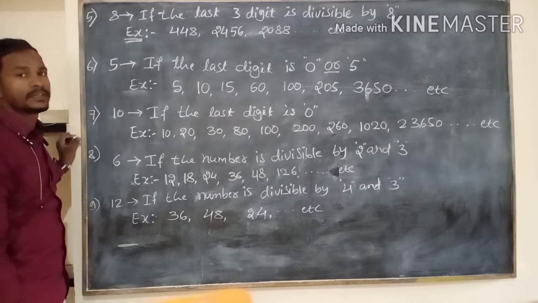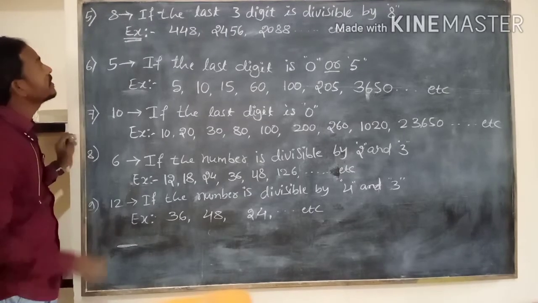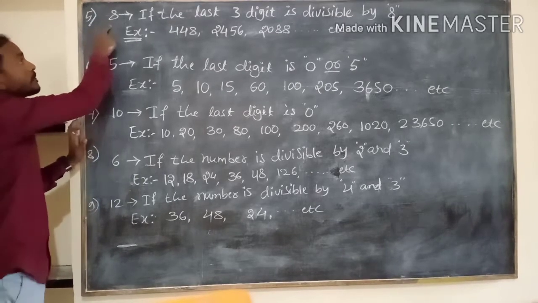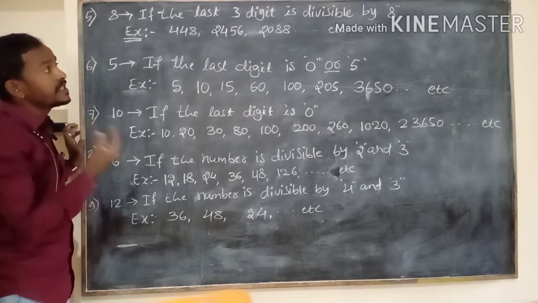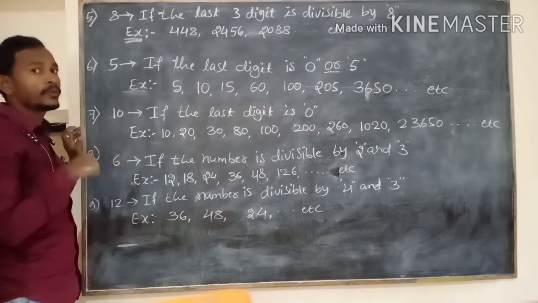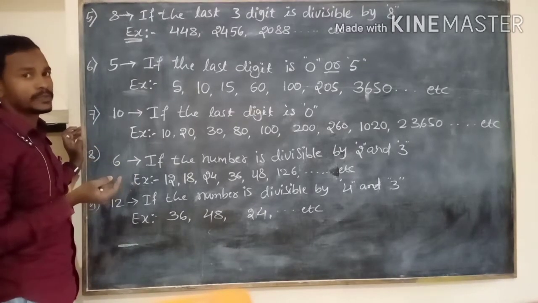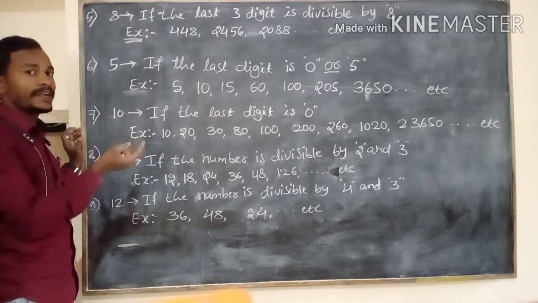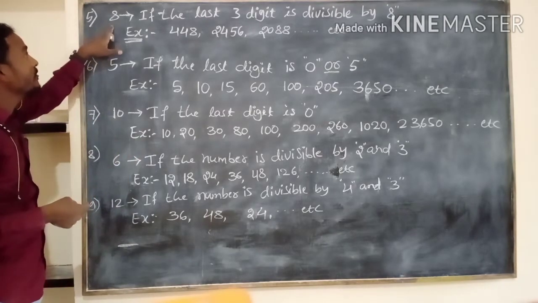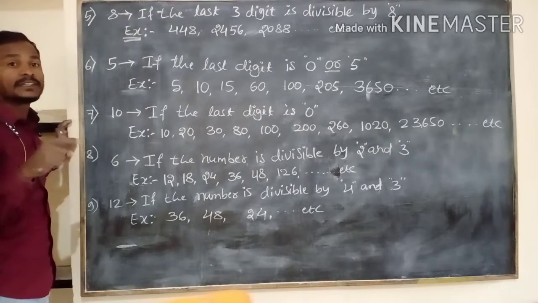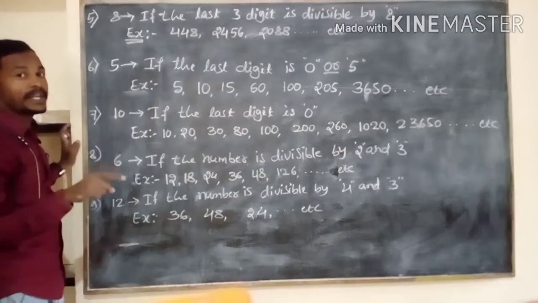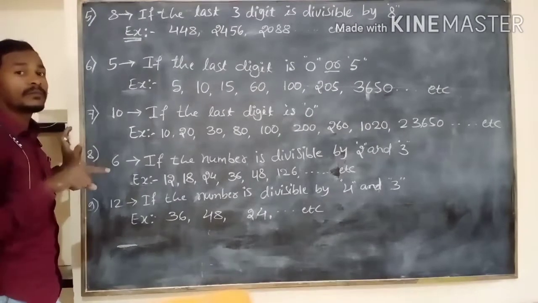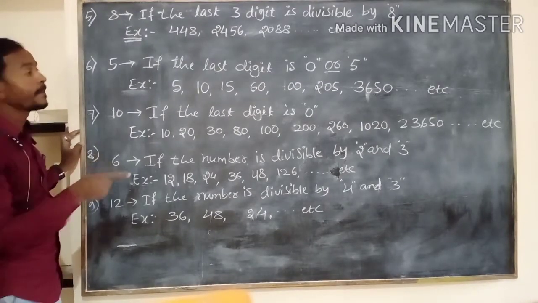Dear students, the next divisibility rule is the divisibility test by 8. What it says: already we know the rule of 4, which uses the last 2 digits. Here, if the last 3 digits are completely divisible by 8, then the total number is completely divisible by 8.